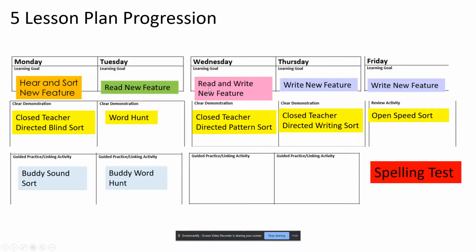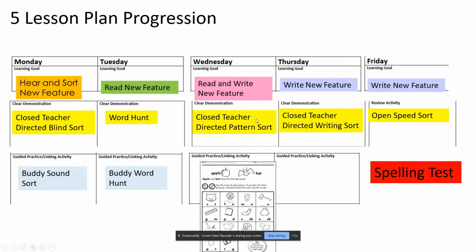On Wednesday, I might want kids to now read and write the new feature that I introduced on Monday and Tuesday. So I'm going to do this with a closed teacher-directed pattern sort. And then as a way of giving them some practice on reading and writing this new feature, I could find a little worksheet like this one. And I like this worksheet because the answer is not just A. They don't just have to write A every time here.